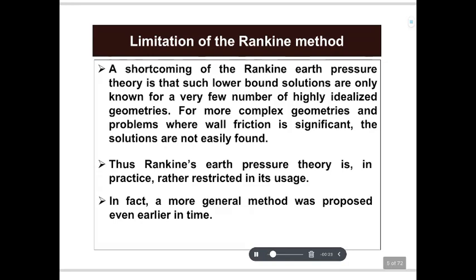Rankine earth pressure theory is only applicable to very simple problems like the smooth vertical wall. For more complex geometries and problems where wall friction is significant, the solutions are not easily found. Thus, the Rankine earth pressure theory is in practice rather restricted in its usage. In fact, a more general method was proposed even earlier in time.